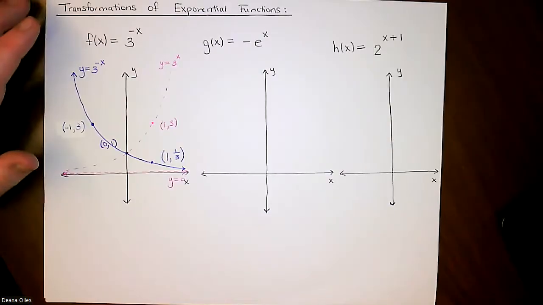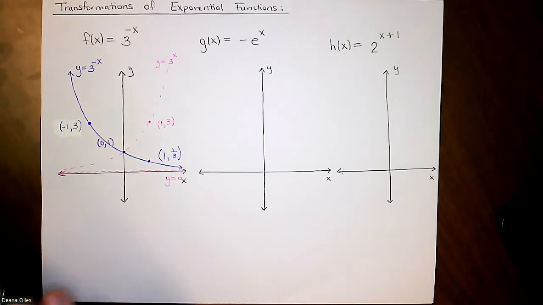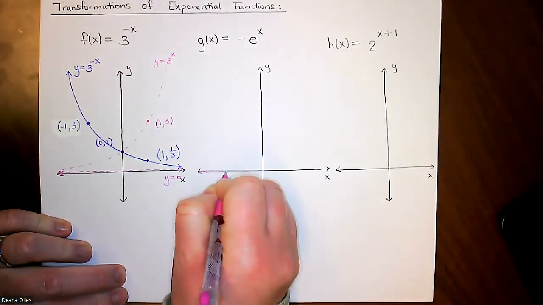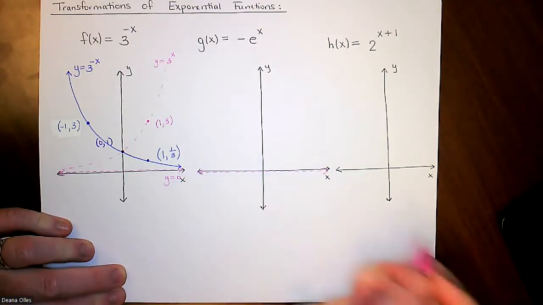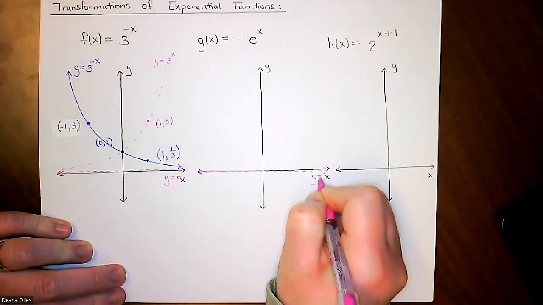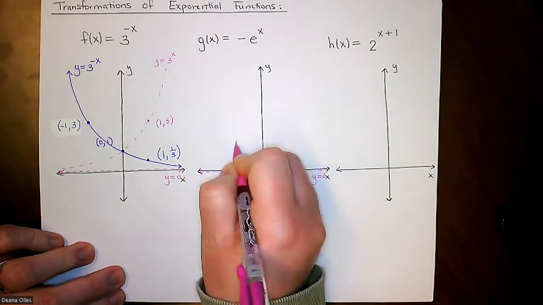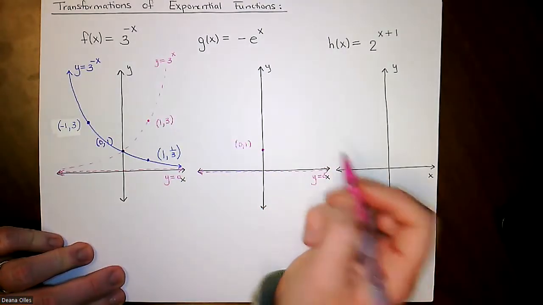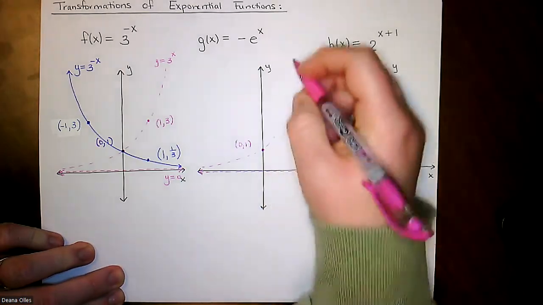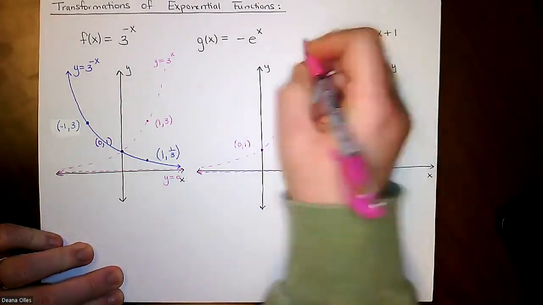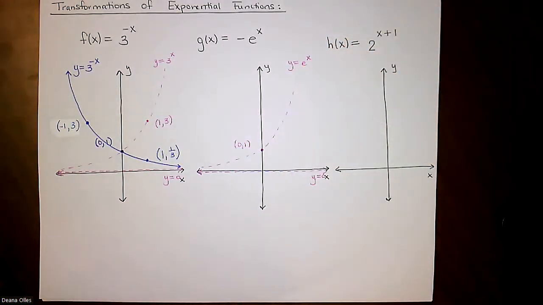Now, negative e to the x. Let's look at this one next. So again, let's graph the parent function for e to the x, and then we'll use transformations to figure out what negative e to the x looks like. So again, let's get our horizontal asymptote in there, and as always, our coordinate 0, 1, and our general behavior of the exponential function. And this is me looking at y equals e to the x.